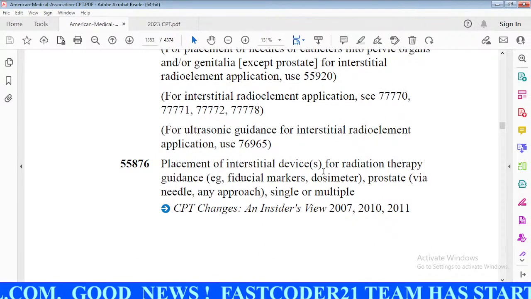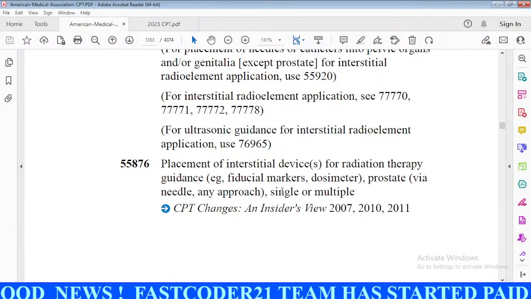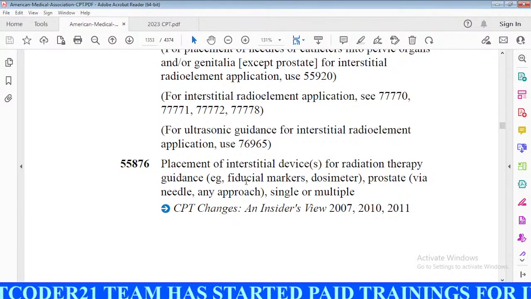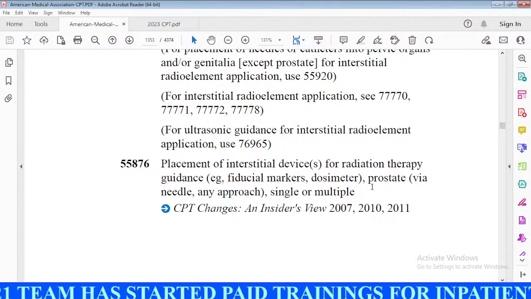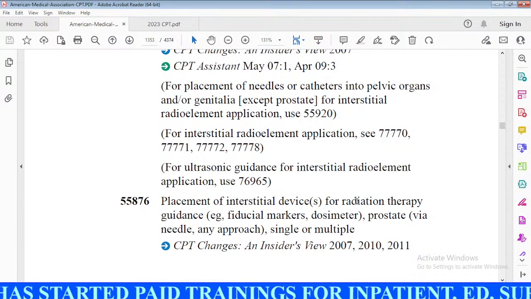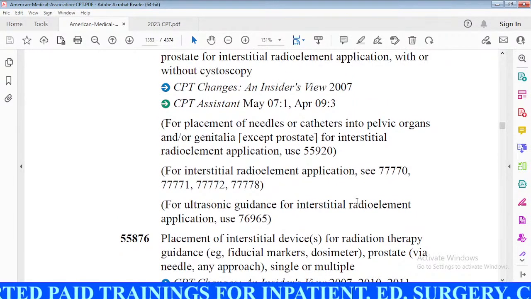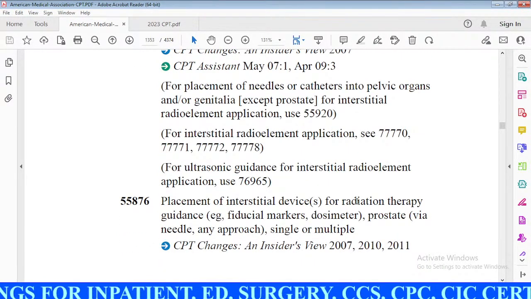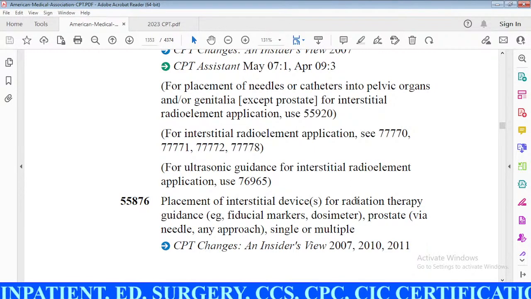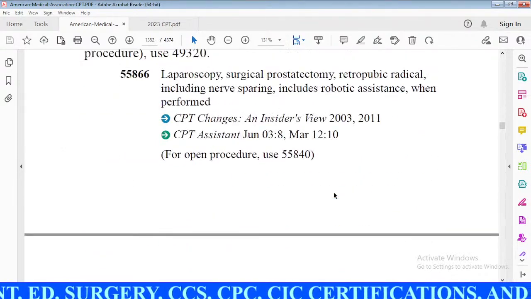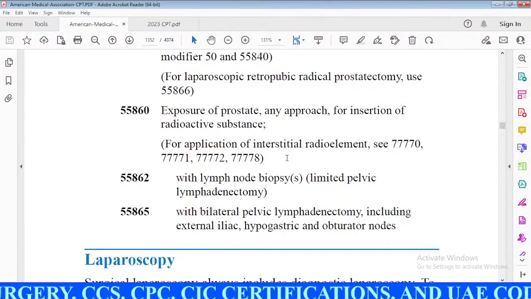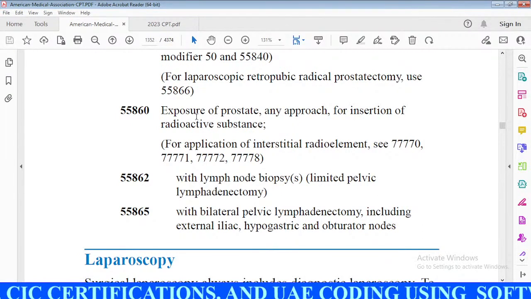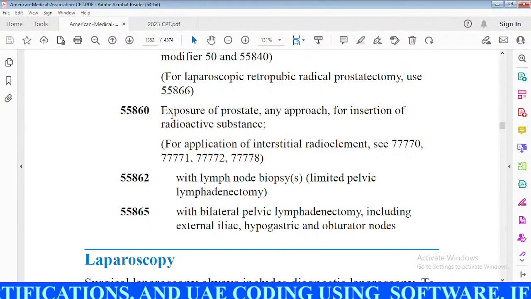55876. Here, placement of interstitial device for radiation therapy guidance, prostate via needle or any approach, single or multiple. So here, the physician is using fiducial markers and dosimeter. So this is also wrong. Whenever we code prostate seed application, we need to check the approach. Approach is very important here. So we will check 55860. How is the physician inserting the radio elements? Exposure of prostate, any approach for insertion of radioactive substance. So this is also not correct. Why? Here there is no mention of transrectal ultrasound. So 55860 is also wrong.